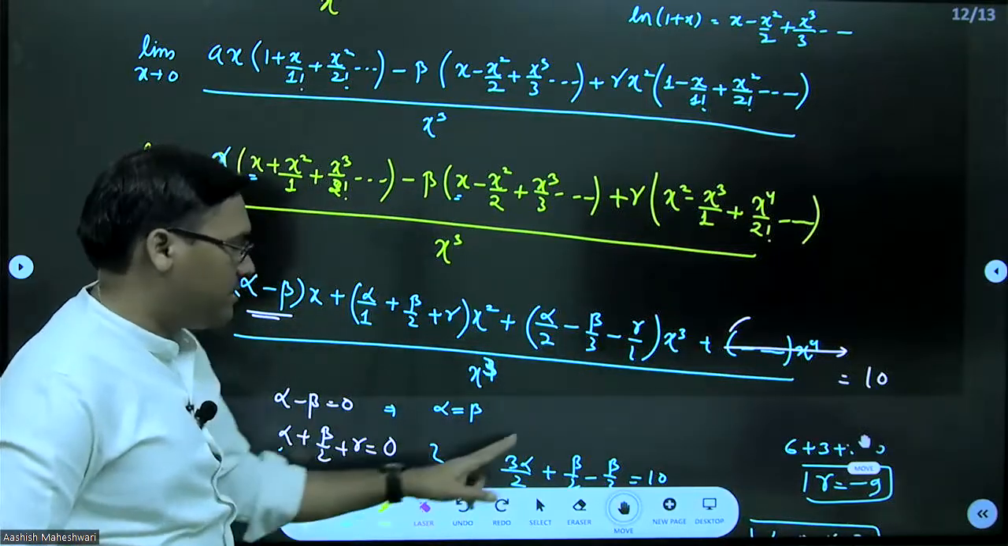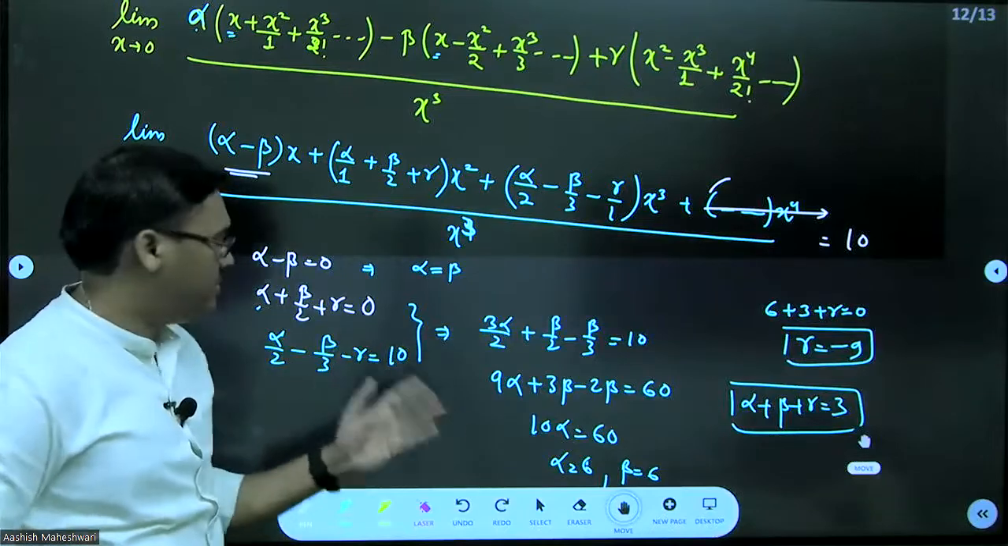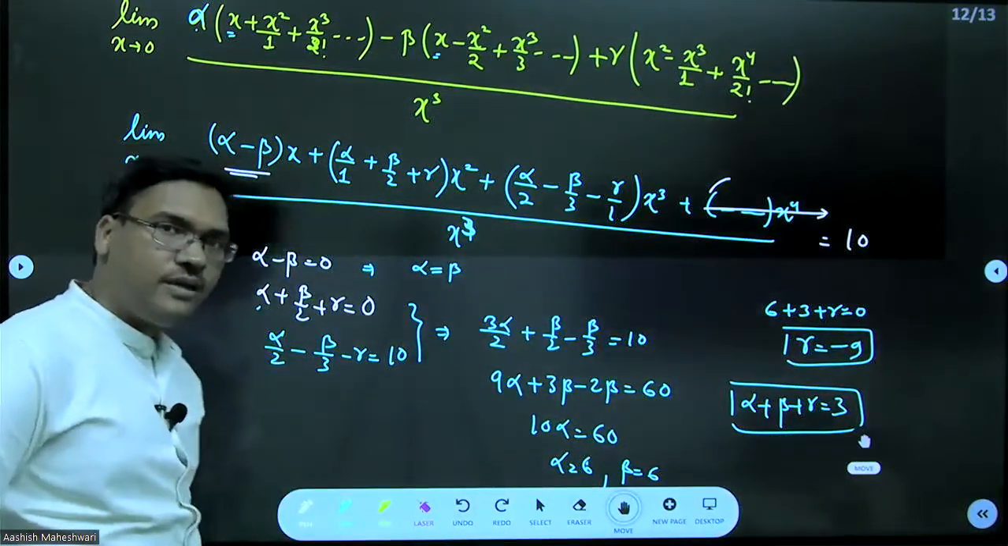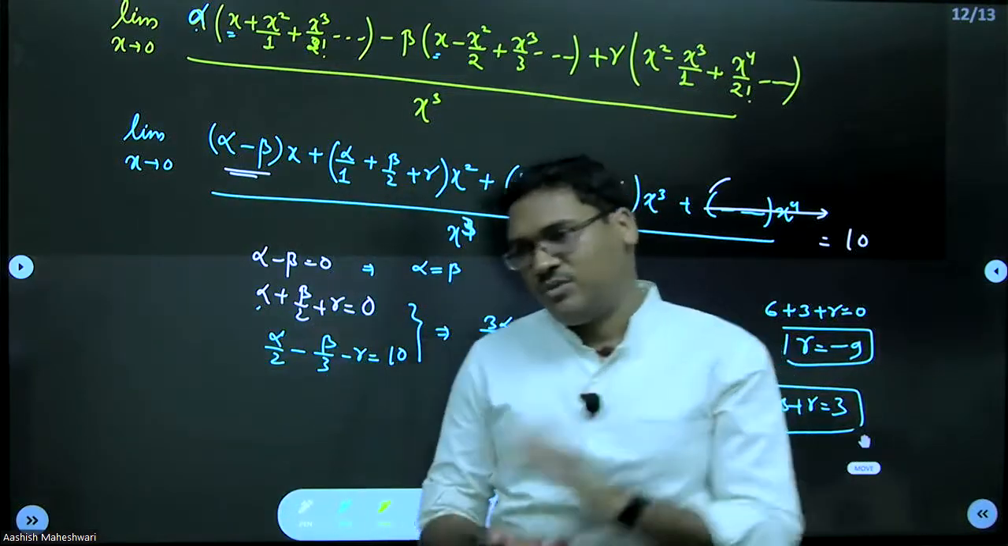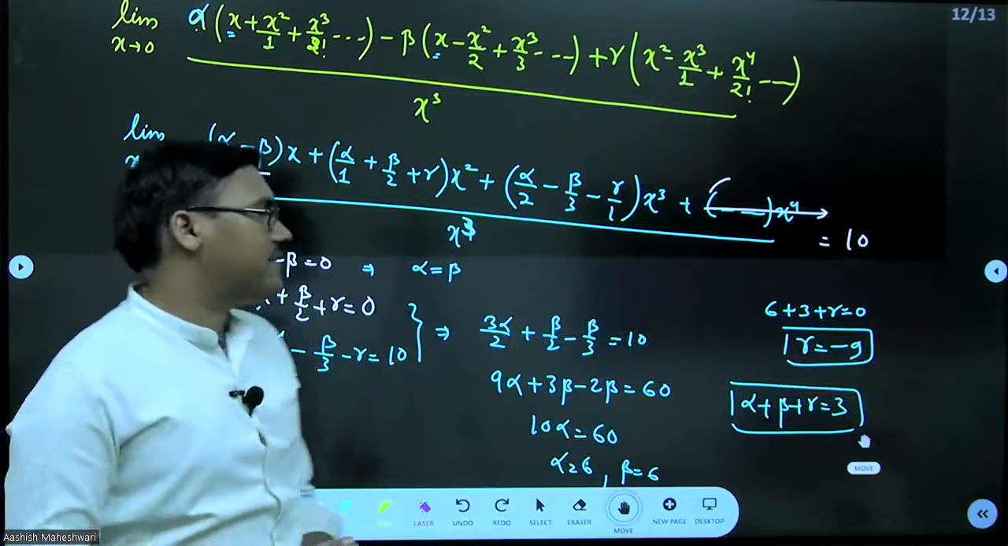After that you can solve this, and if you solve this, just check the calculation, you will find the values of alpha, beta, gamma and you can get the sum alpha plus beta plus gamma equal to 3. So I hope you have understood these questions and you have learned some concepts on how to approach questions with limits.